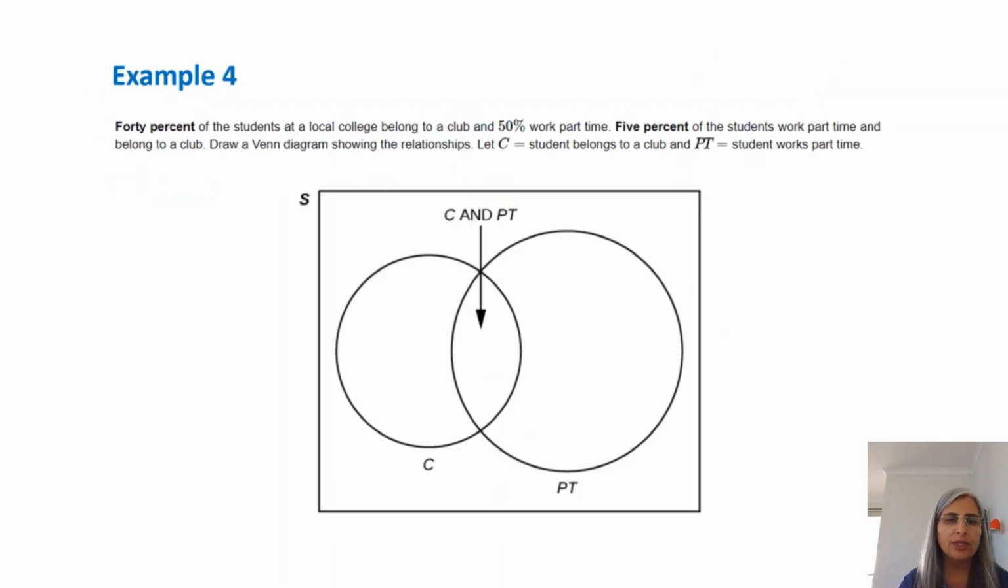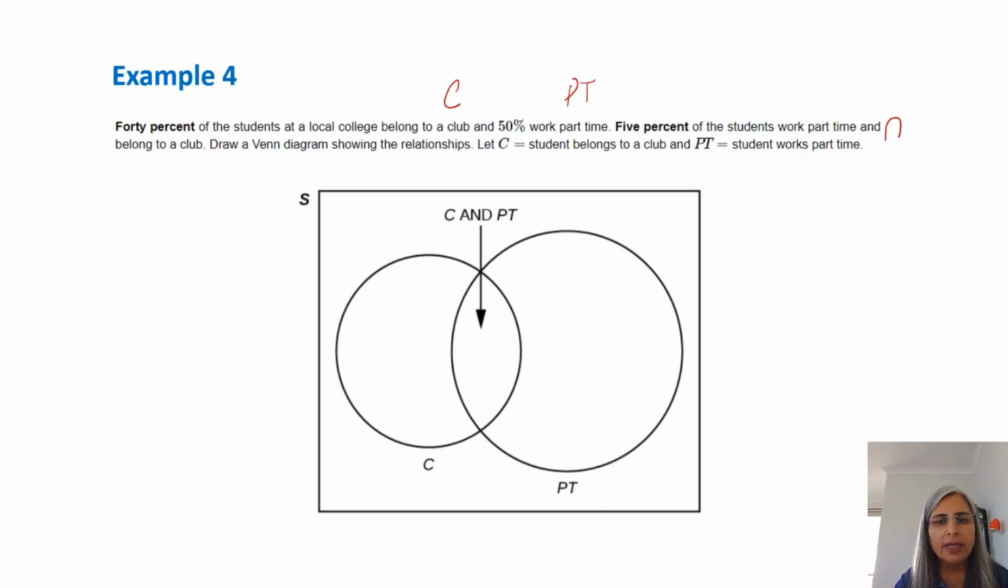Now we move on to a little bit harder example, which says that 40% of the students at a local college belong to a club and 50% work part-time. Now, this first sentence of the example is giving us information about two categories of students. Either they go to the club, we call it C, or they work part-time, we call it PT. Now, there's no connection between these two things other than what is given in the example. And we see that 5% of the students work part-time and belong to a club. So, this is an intersection case.